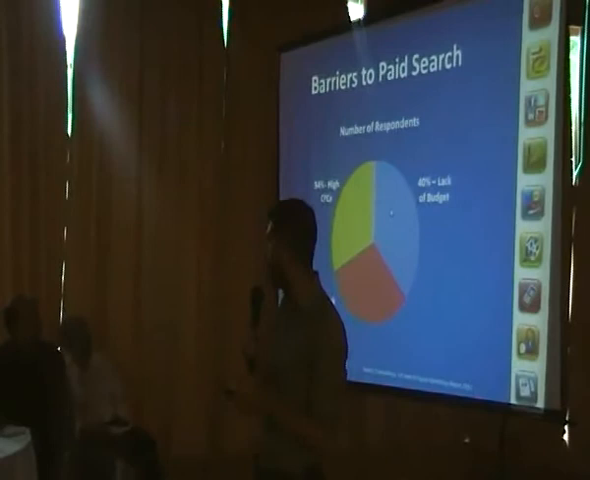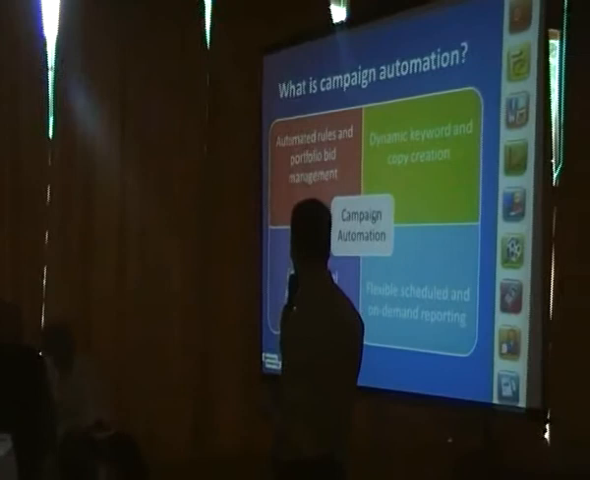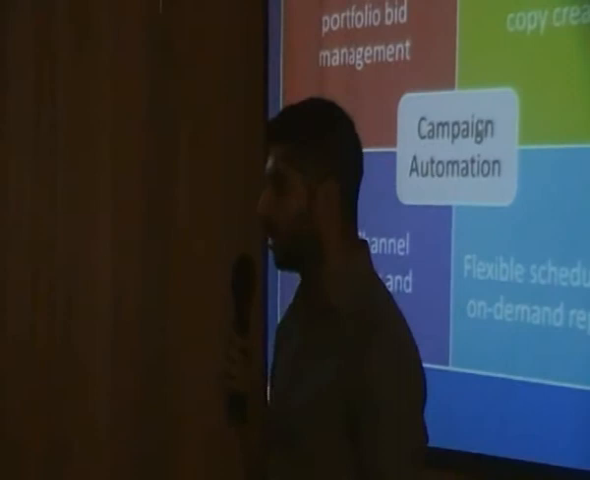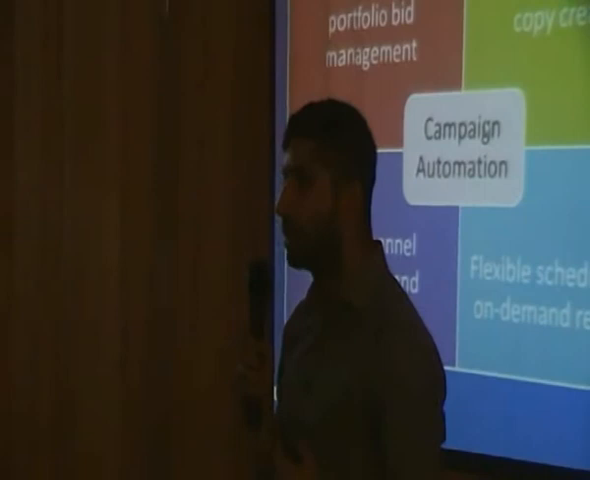So what is campaign automation? So the way I see it, it's made up of four basic building blocks. So the first one is automated rules and portfolio bid management. So Amit briefly took you through the process of setting your bids, high performing keywords, you put your bids up, etc. This whole process is done by an algorithm through a campaign automation tool.